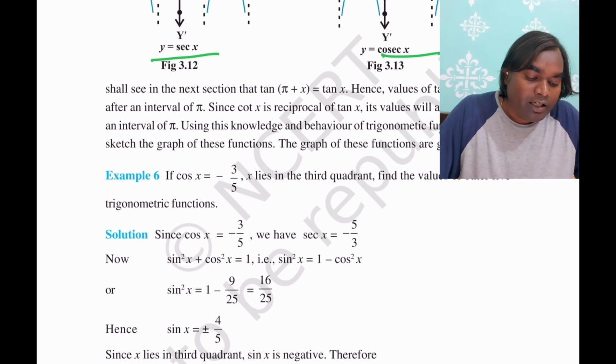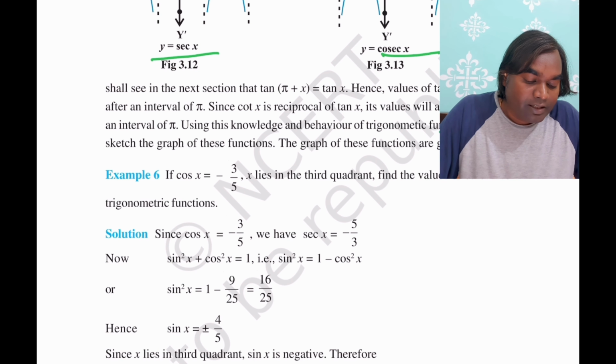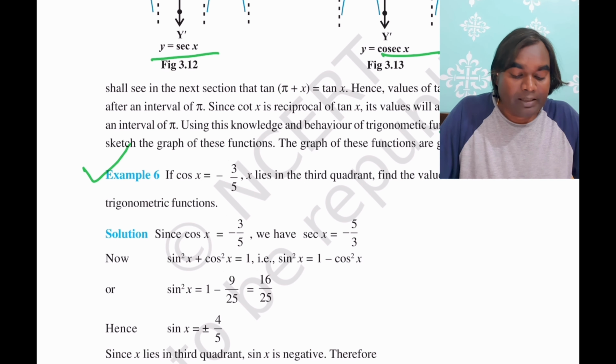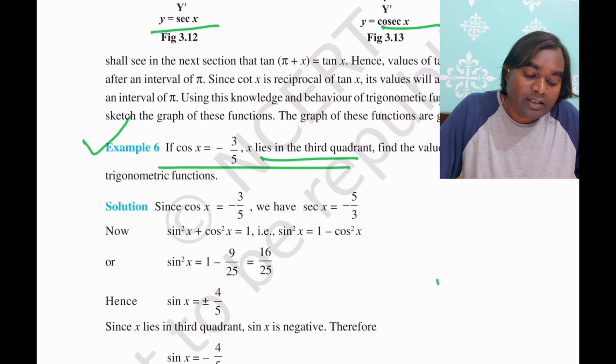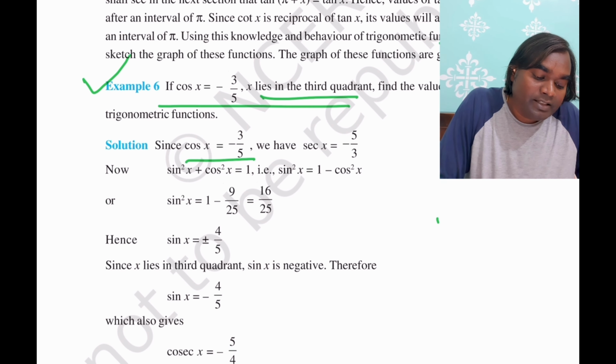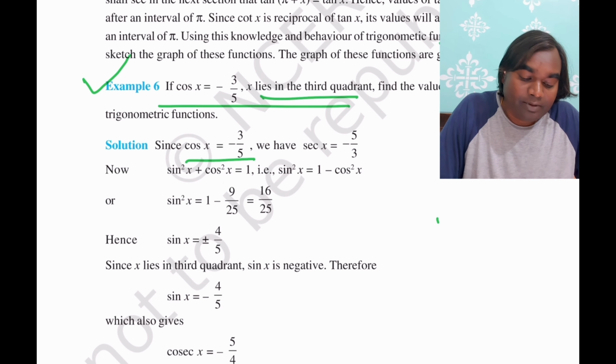Okay, now we will solve example number 6. If cos x is equal to minus 3 by 5, x lies in the third quadrant, find the values of other 5 trigonometric functions. That means cos x is given, we have to find the values for sin x, tan x, sec x, cosec x, cot x, with the help of these conditions. So cos x is equal to minus 3 by 5. That means sec x is equal to minus 5 by 3.